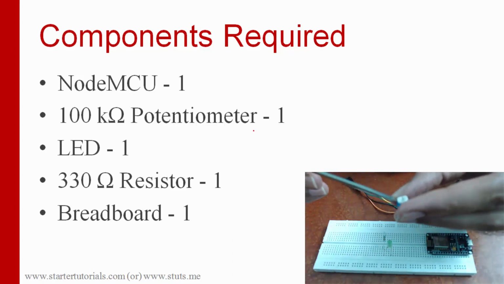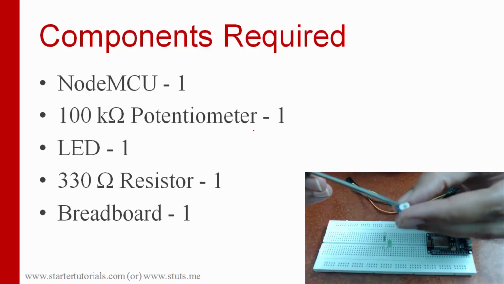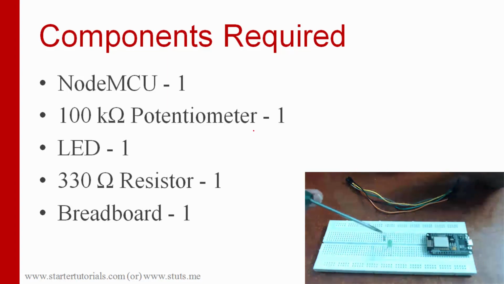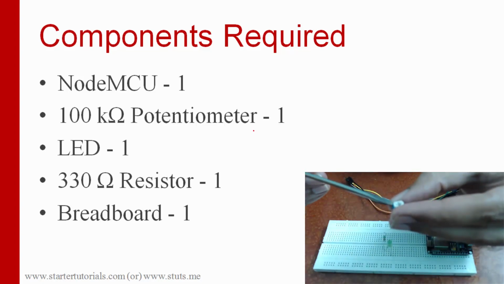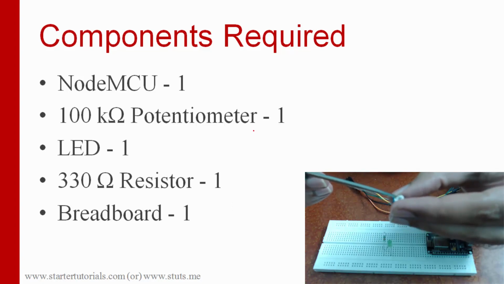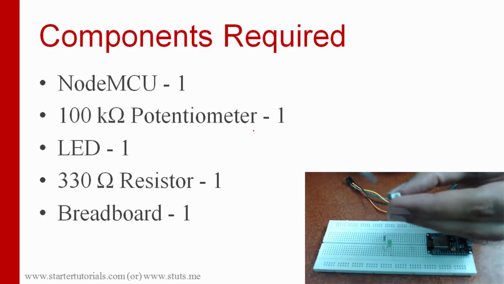So potentiometer is also called variable resistance. Typically resistors like this have a fixed value, but variable resistance like a potentiometer has variable resistance. For example, this is a 100 kilo ohm potentiometer. Its value can be from 0, that is minimum, to maximum of 100 kilo ohms. We can change the value of the resistance by rotating it like this.